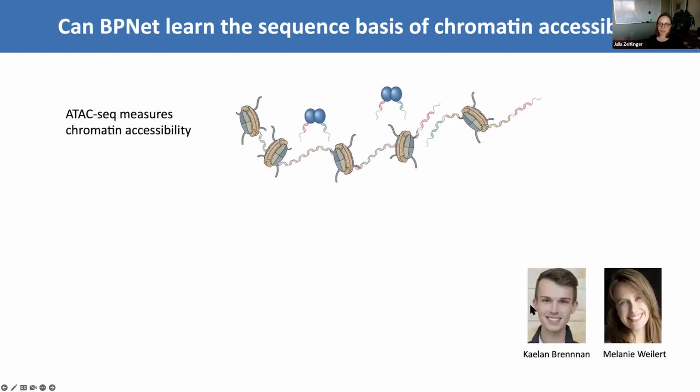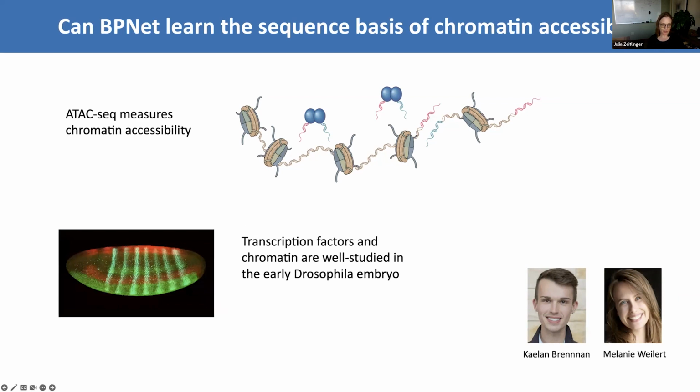And so this was a project spearheaded by Kaylin in the lab, a graduate student who did all the experiments and some of the analysis, and was greatly helped by my bioinformatician in the lab, Melanie, who already was on the BPNet paper and really is an expert on BPNet. And so we also wanted to show that we can apply it to Drosophila embryos. It's not always the same, the genome is smaller and all of that, but we were able to apply this.